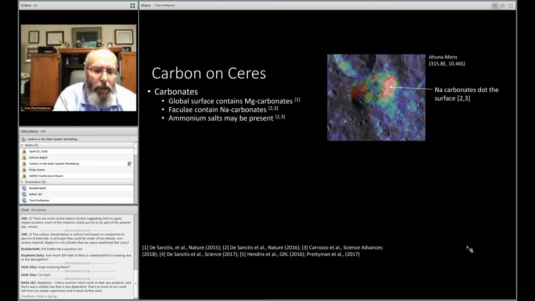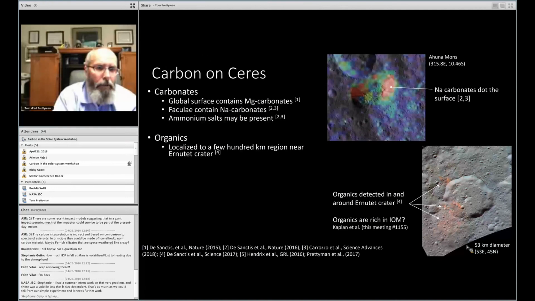Carbon on Ceres, we know from spectroscopy, is in the form of carbonates. The global surface contains magnesium carbonates. The bright spots contain sodium carbonates, and there might be ammonium salts present. In addition, organics are localized to just one place on Ceres. You have aliphatic organics in and around Ernutet crater. There's also evidence, as Amanda pointed out earlier, for graphitized carbon on the global surface, which we'll talk about in a minute or two.